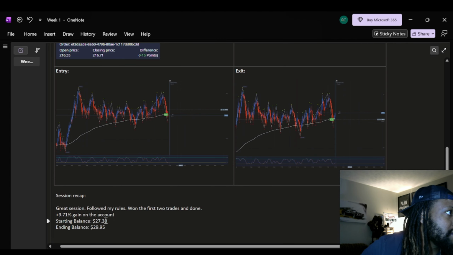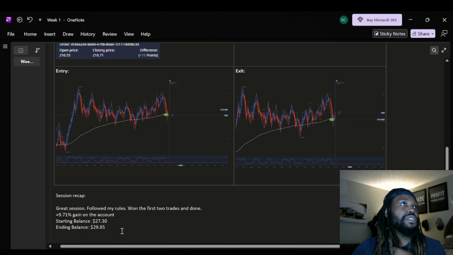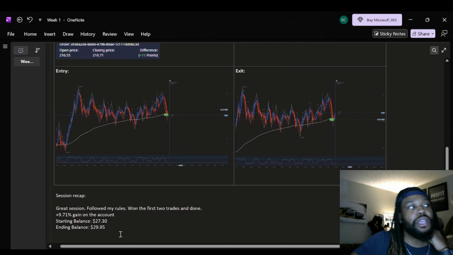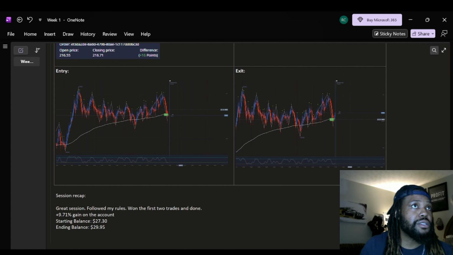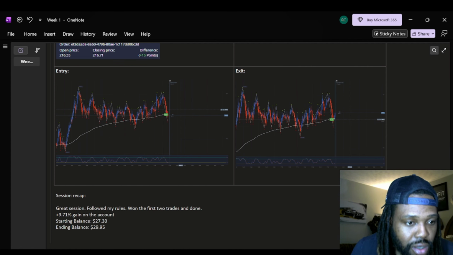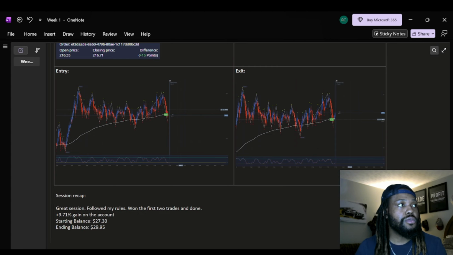Say we had $270. 9% on $270 is what? $26. Imagine we had 2,700. We would have just made $260. You feel me? The bigger the numbers are, the percentages are going to stay the same. You just gotta have leverage. Don't look at the numbers. Don't look at the dollar amount.